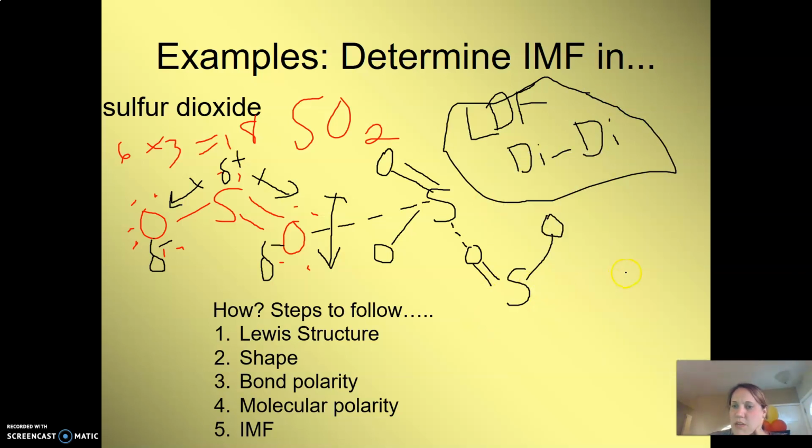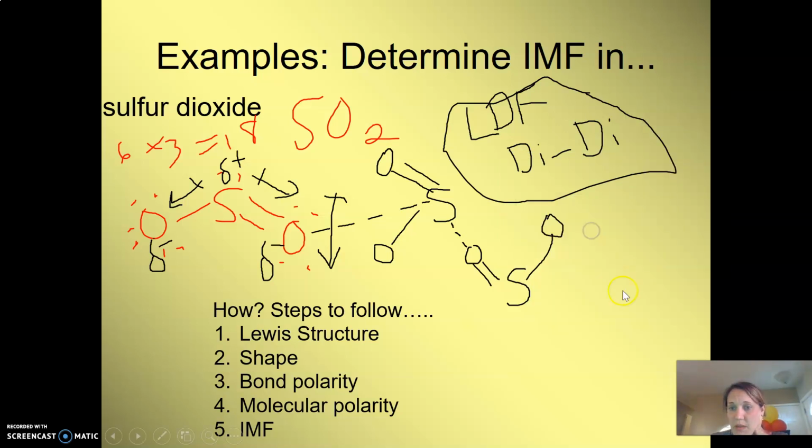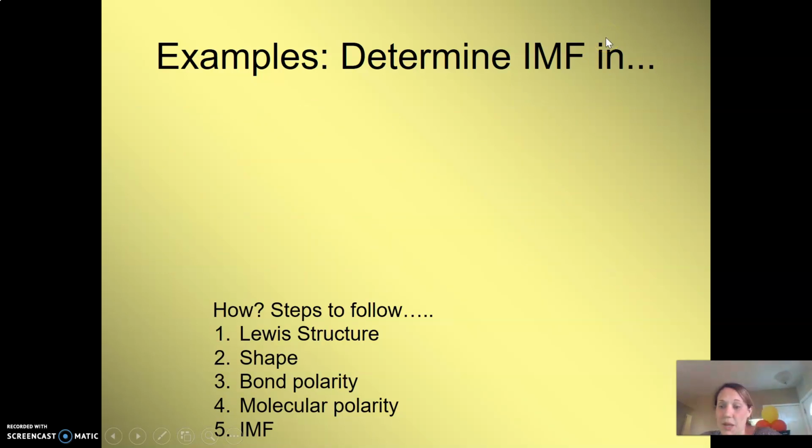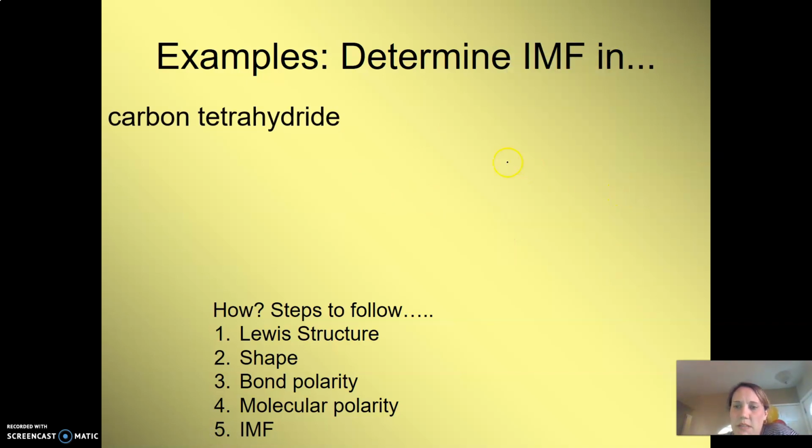Okay, so let's go ahead and move forward to the next example. Okay, so we've got dipole-dipole and LDF because LDF is always present. Okay, so next one, carbon tetrahydride. We followed the same steps. First thing we're going to do, if we don't have the formula, obviously we're going to need that to determine the Lewis structure. Carbon tetrahydride, tetra, remember, the prefix tetra means 4. So we have CH4.